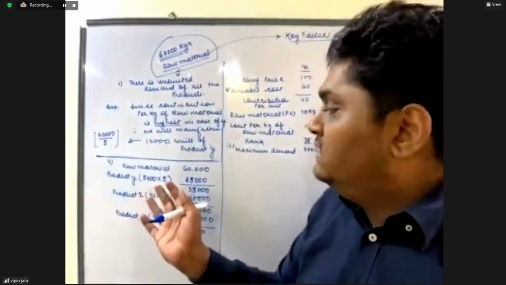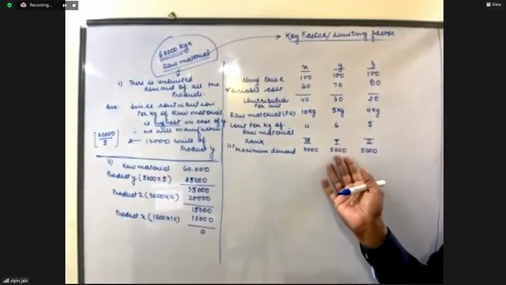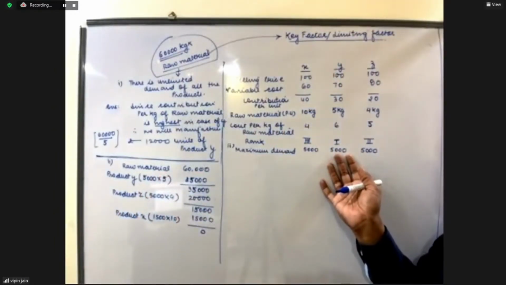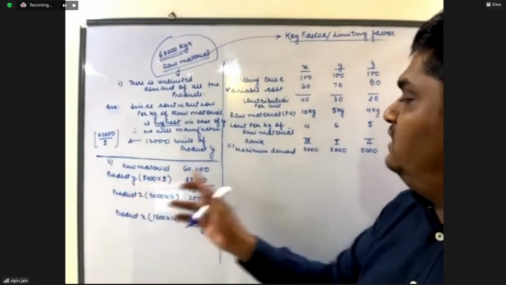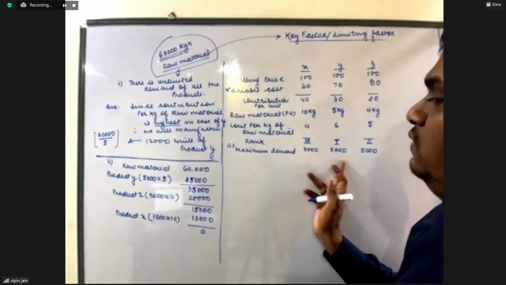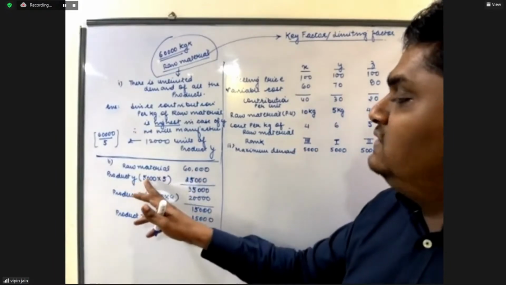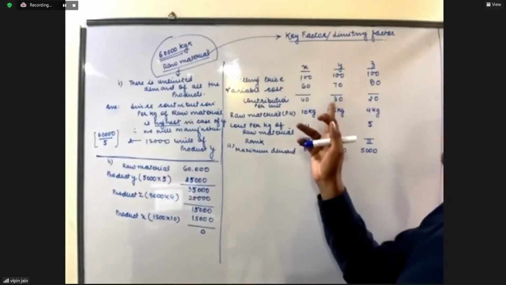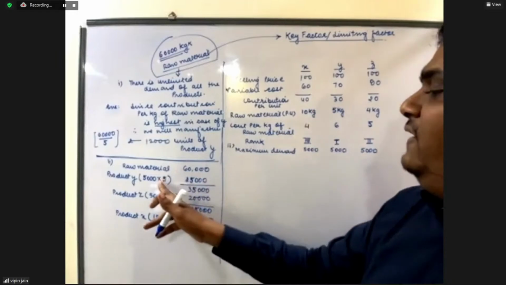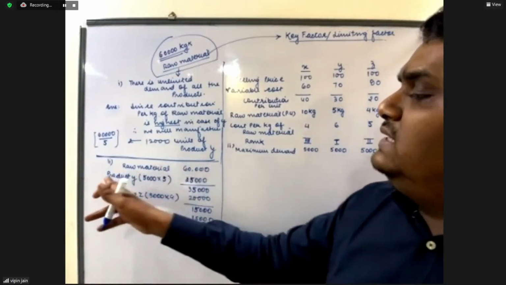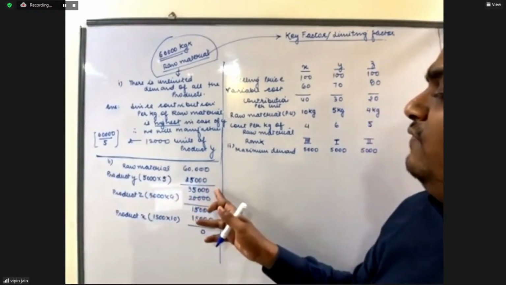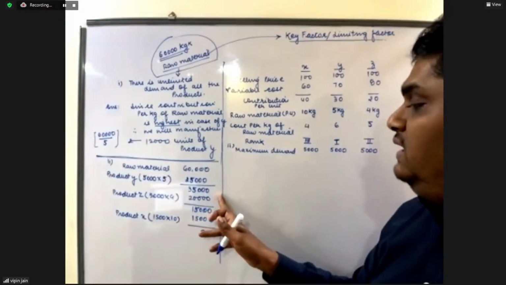Wherein, very simple guys, since we are getting the maximum profit in case of Y, first Y will be manufactured. Product Y will be manufactured, that is entire 5,000 units will be manufactured. That is 5,000 into the raw material required per unit, that is 5. So 25,000. So after utilizing 25,000 kgs to manufacture product Y, we are left out with 35,000 kgs.